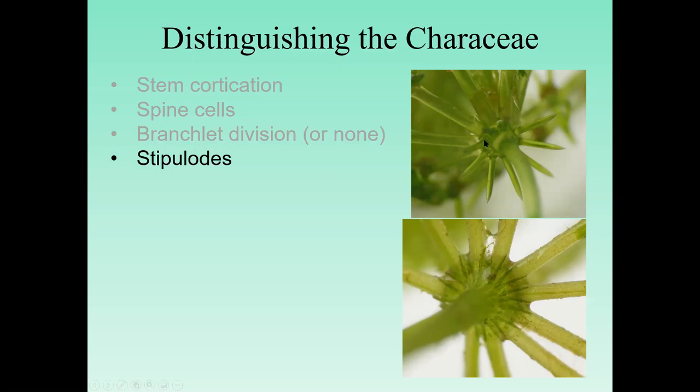And the stipulodes are these short structures that are pointing out to the side. So there's one ring of stipulodes on this species. The one on the bottom has two rows. You can clearly see the upper row, which points up toward the branchlets here, and then right here is another row that's pointing downward along the stem. So this does require at least a 10x hand lens to see. This photo was taken with a macro lens that magnifies it at almost 10x, so this is about what you would see through a 10x hand lens.